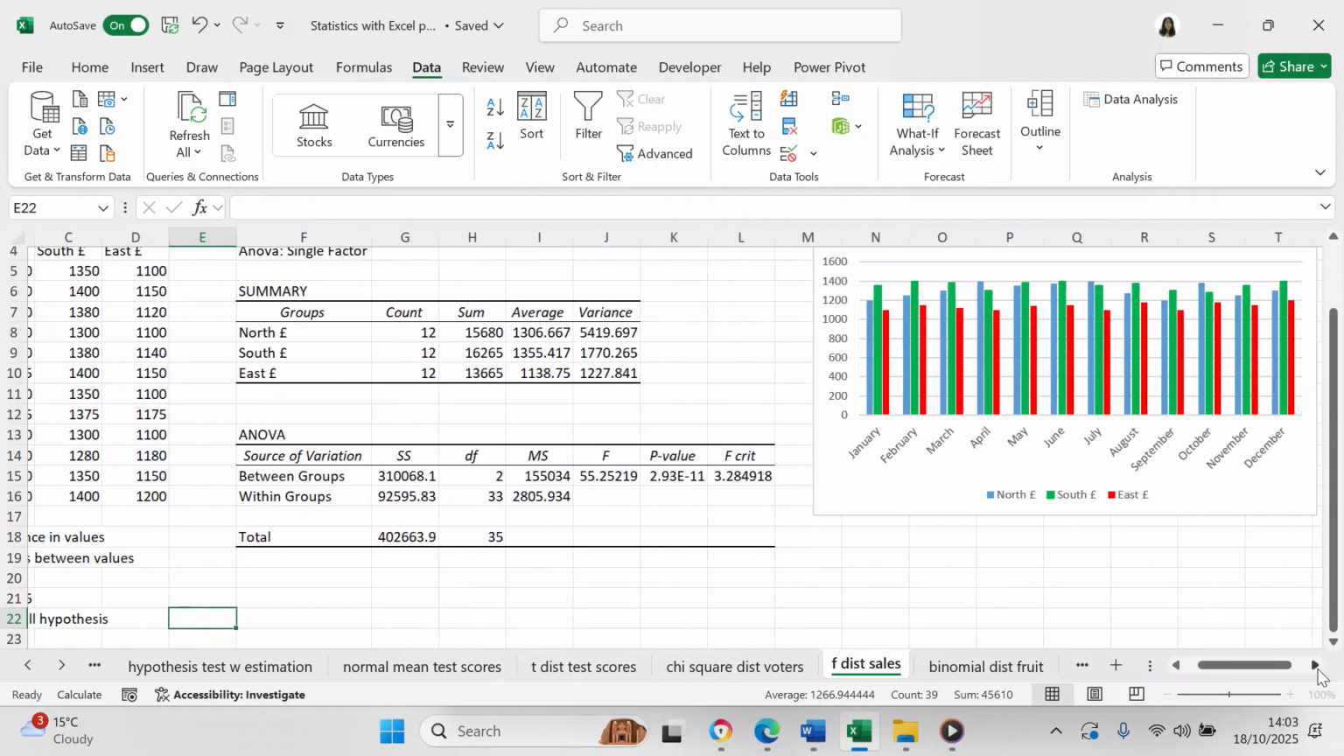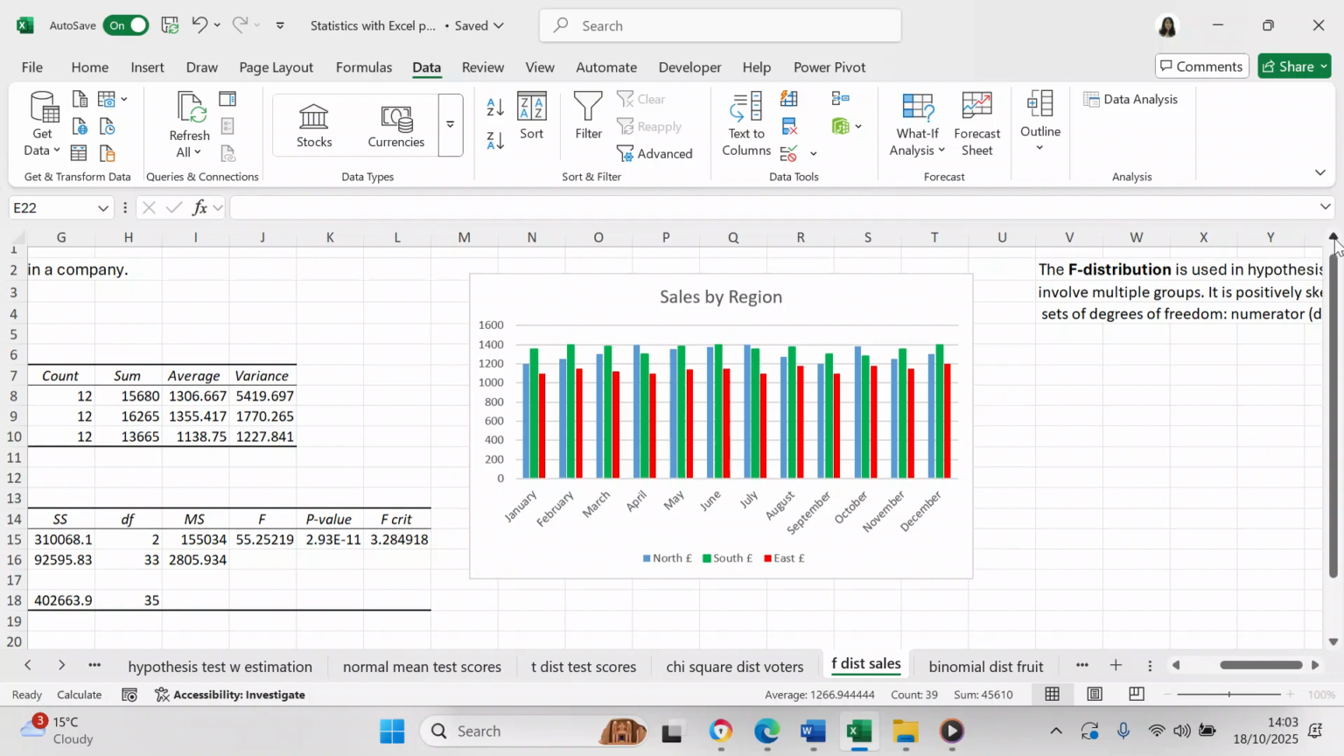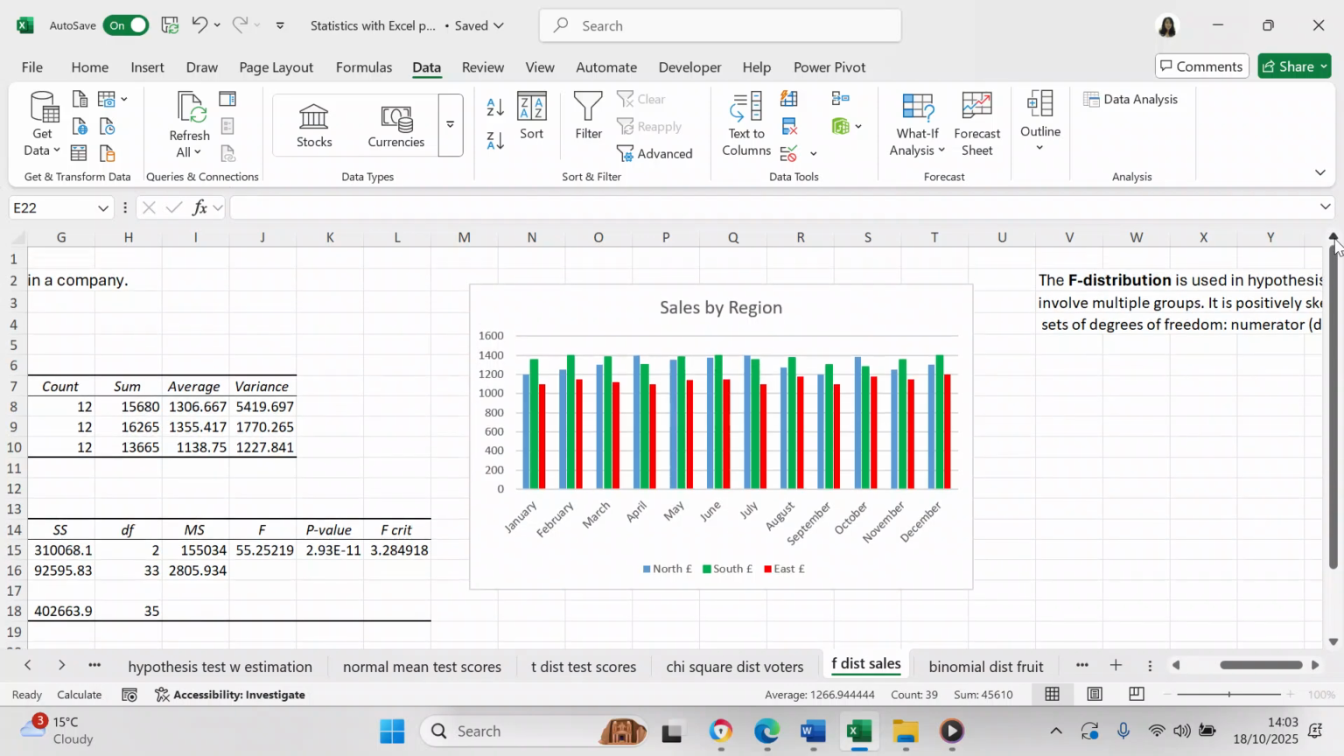I've also made a little chart so you can see the sales by region. Blue is north, green is south, and east is red. So you can see the sales in each region in each month. That concludes this video.